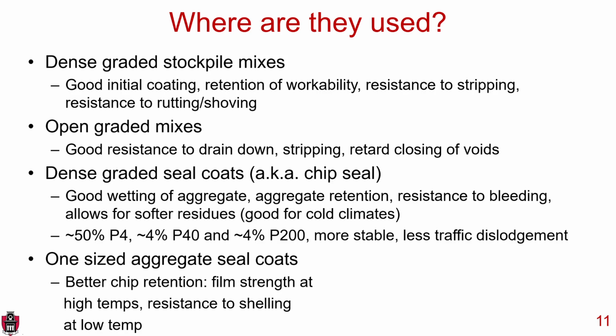Now, if you do use high float emulsions with the one-sized aggregate seal coat, so the more traditional 3/8 inch only aggregate size, you do get some better chip retention, you get better film strength at high temperatures, and resistance to shelling at low temperatures. At least that's the theory behind high floats.